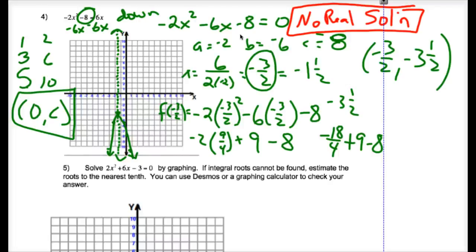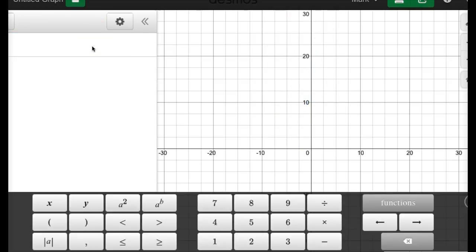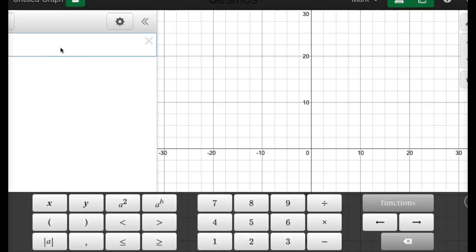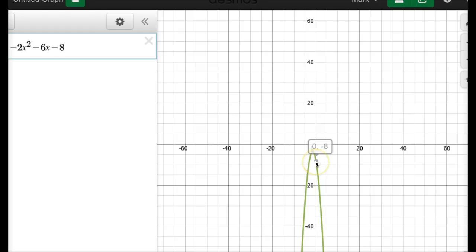All right, now let's do this. Try to graph it on Desmos. Stay on this page. Okay, here we go. Negative 2x squared minus 6x minus 8. Boom. Oh yeah, I forgot to multiply by 2.